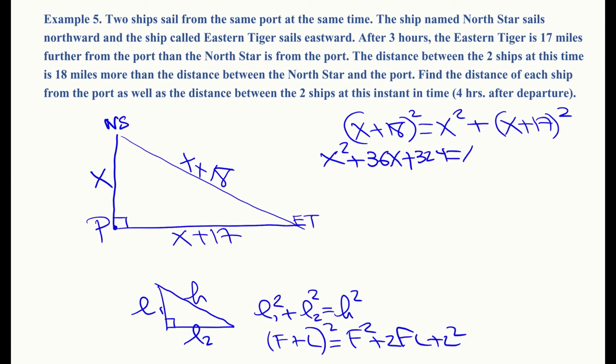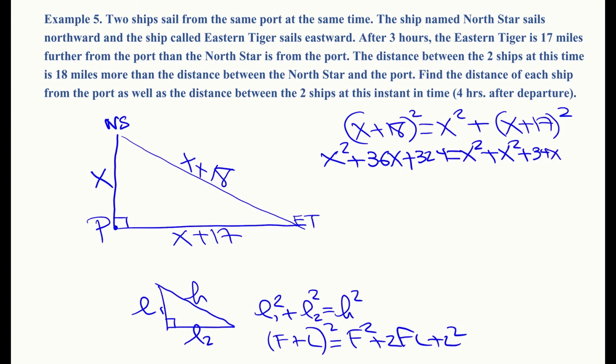On the other side, we have x squared plus, now we're going to apply the same formula to x plus 17. So we get x squared plus, now when you multiply these two, you get 17x, and then double that, 2fl. So you end up with 34x plus 17 squared, which is 289.